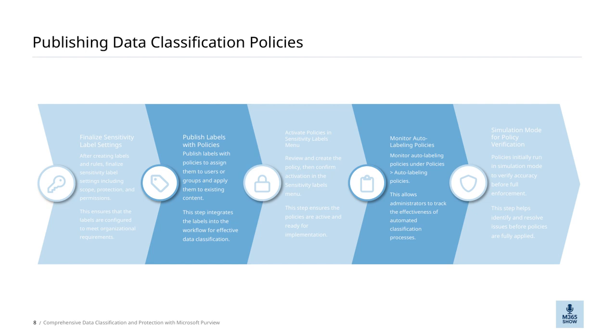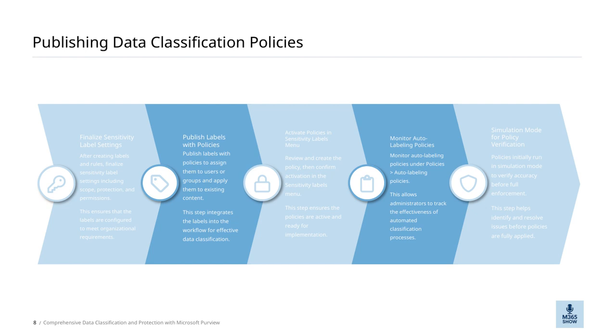Once we're confident with the auto-labeling setup, we review and create the policies, then activate them in the Sensitivity Labels menu. This step confirms that the policies are active and ready to be applied across the organization, ensuring consistent data classification. After that, we publish the labels along with their associated policies. Publishing allows these labels to be assigned to specific users or groups and applied to existing content, integrating seamlessly into everyday workflows for better data governance.